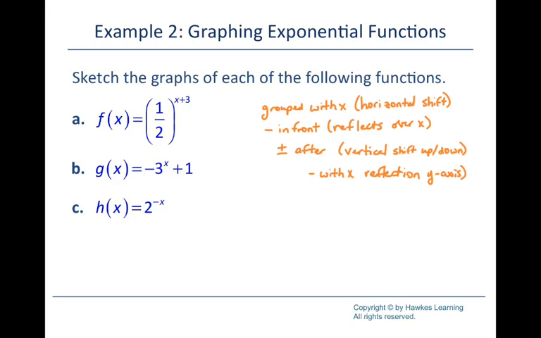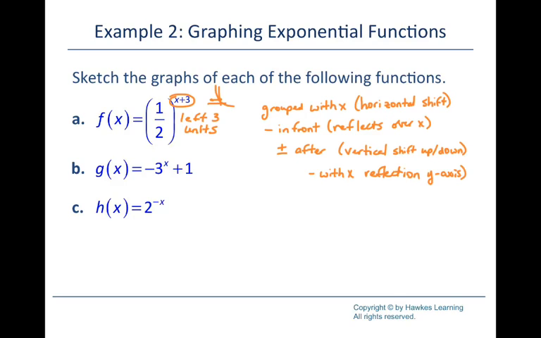Okay, so let's look. Here, I've got this, it's grouped with the x, and it's a plus. So that should mean that my basic function is shifted left 3 units. My basic function is a decay function, so it's going to look like this. And this point at 0, 1 that we know we have is going to be left 3 units. We'll check that and see if it happens.